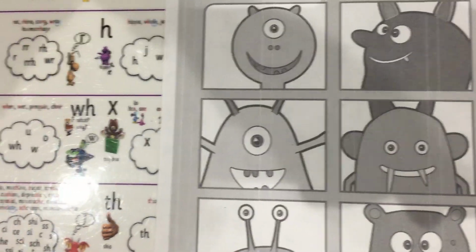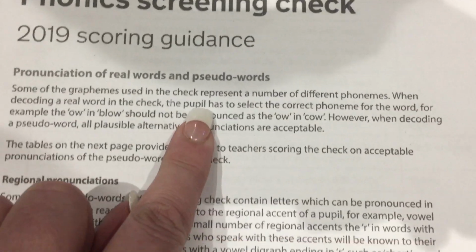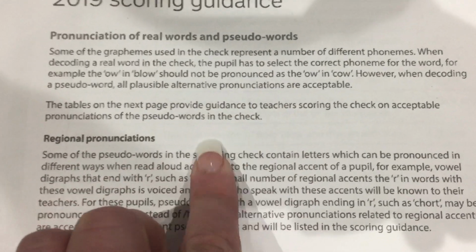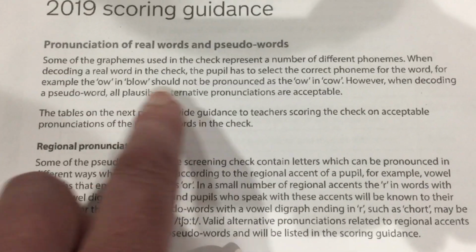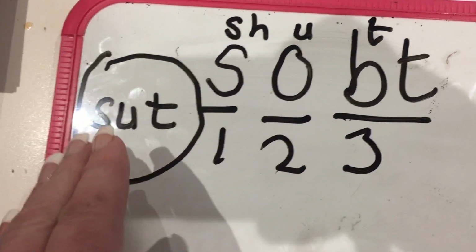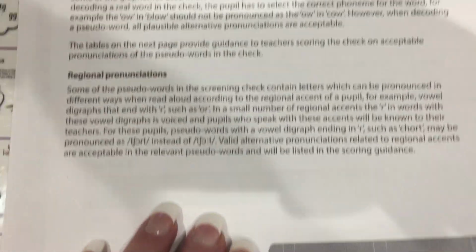But my issue is that in the guidance, if I can find it, it says some of the graphemes used represent a number of different phonemes. Yes, absolutely. However, when decoding a pseudo word, all plausible alternative pronunciations are acceptable. And that's great, but you've only got a few minutes to do the test, and our kids would be spending ages saying, well, it could be this, it could be this. That word could be lots and lots of combinations, if you're into maths, you'll know how many. And that's fine.